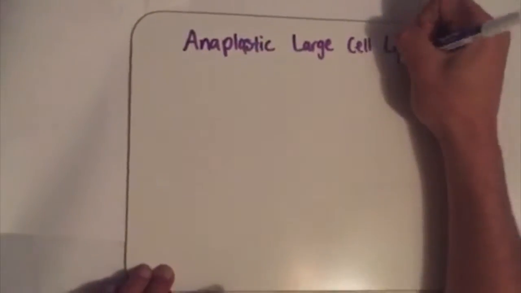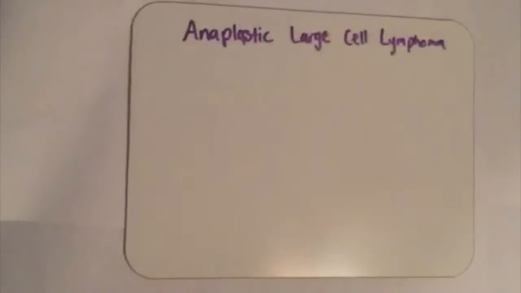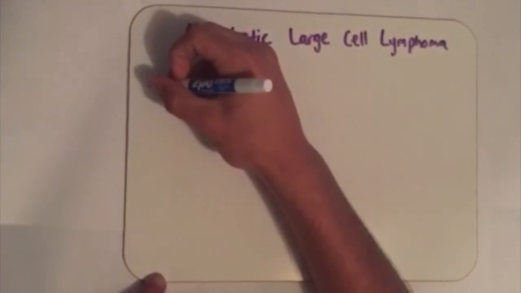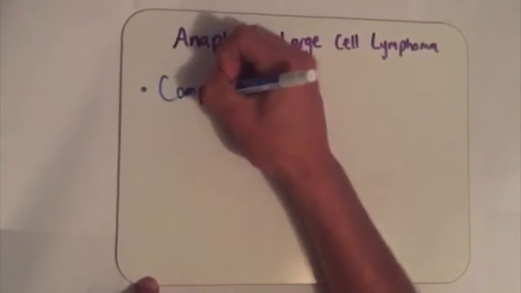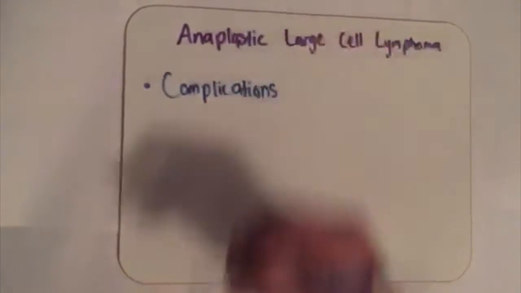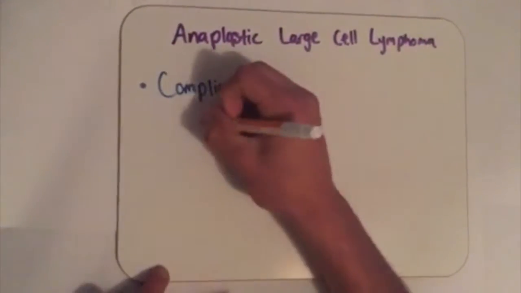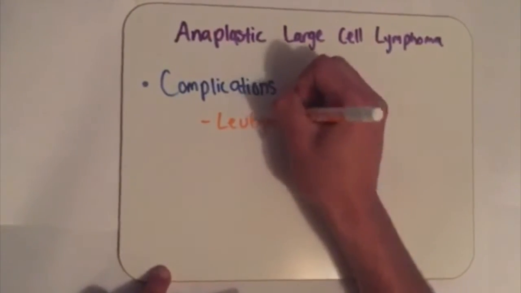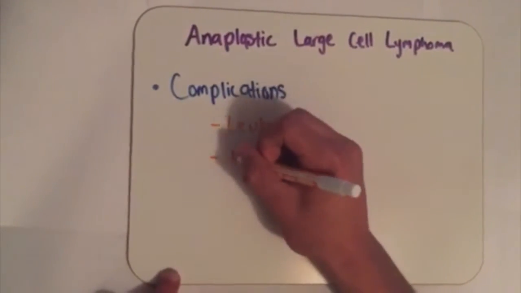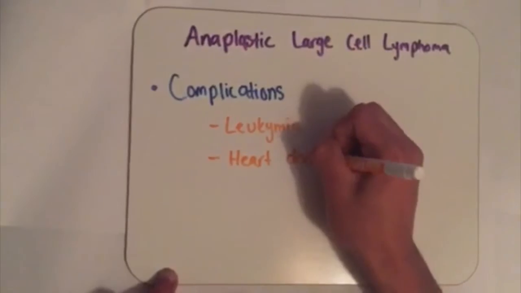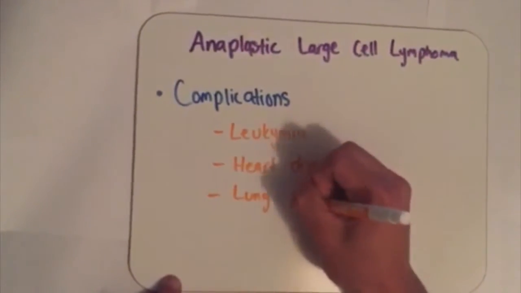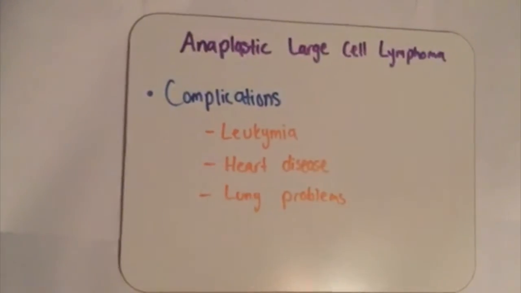Now moving on to anaplastic large cell lymphoma. Cancer arises due to a lack of the body's ability to go through natural cell death, also known as apoptosis. Anaplastic large cell lymphoma is when lymphocytes grow and multiply uncontrollably. ALCL, also known as anaplastic large cell lymphoma, leads to other complications such as leukemia, heart disease, and lung problems.